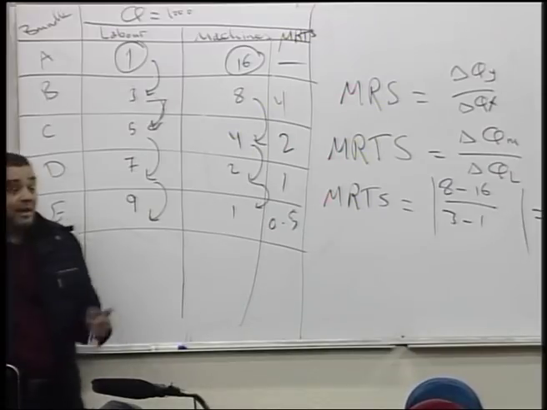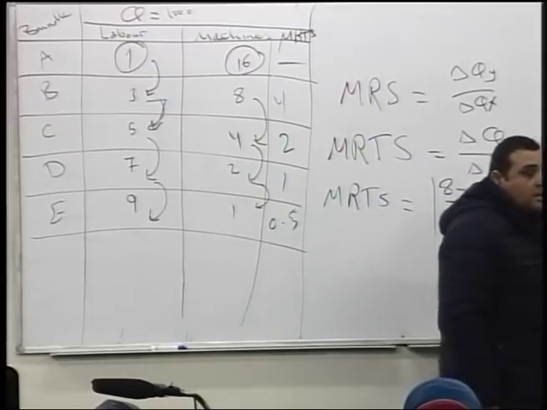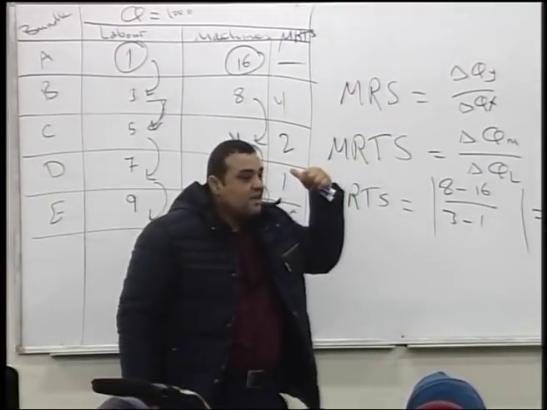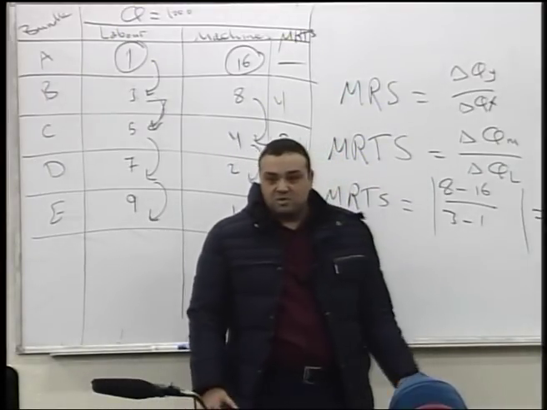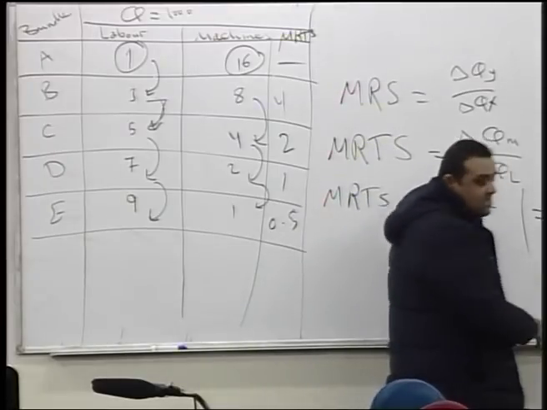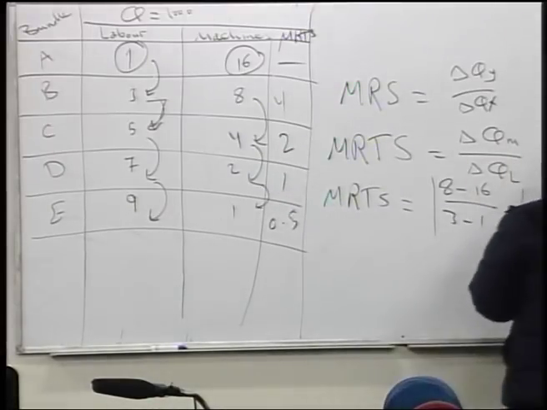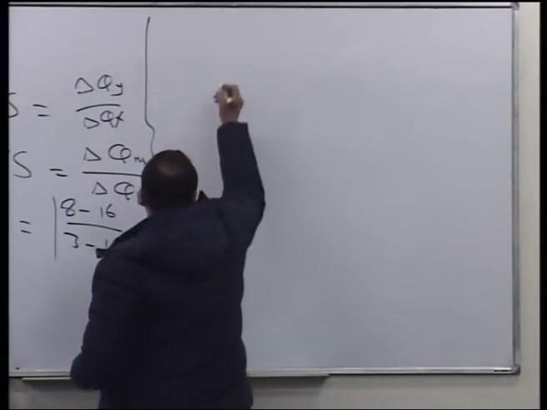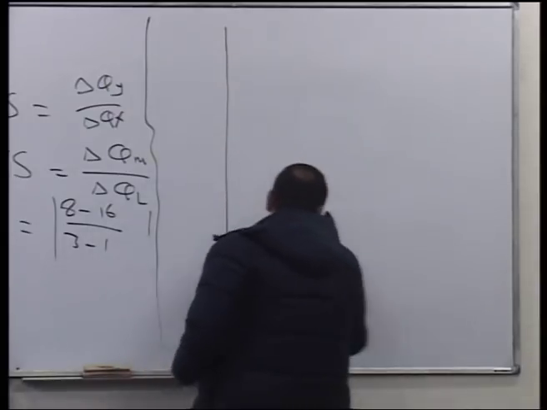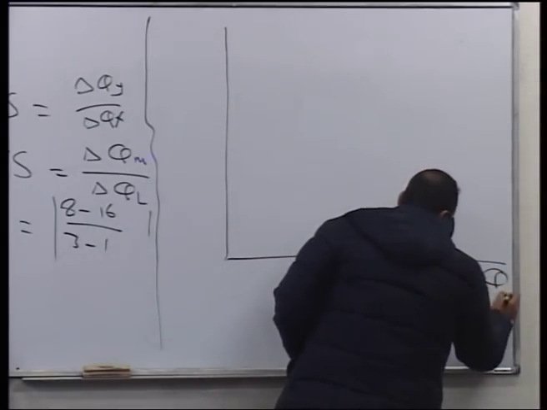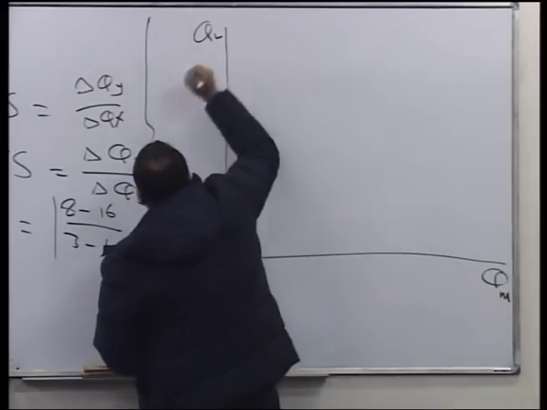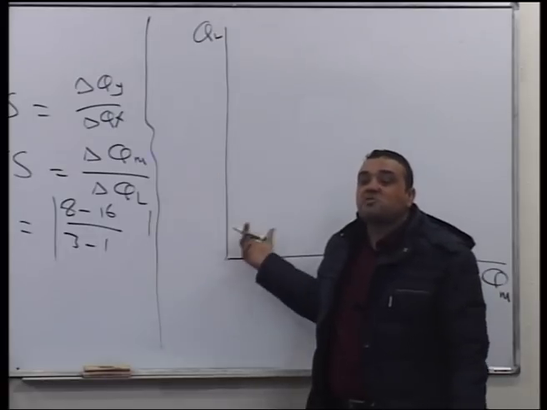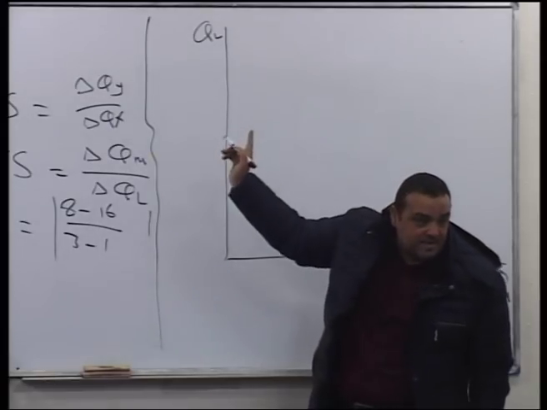Right? So let's draw the graph that shows the indifference curve, which is the isoquant curve for the producer here. So let's go to the indifference curve for the producer. QM and the QL. M is Y, L is X.